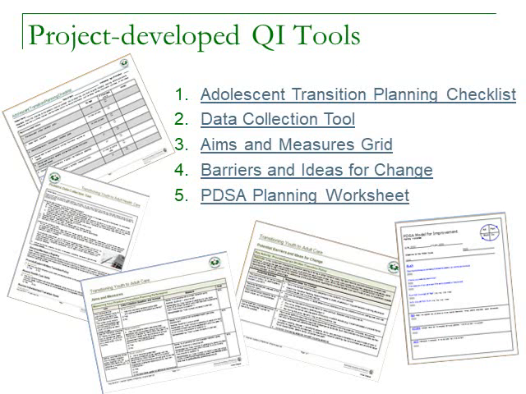This course provided several project-developed quality improvement tools, including 1. The Adolescent Transition Planning Checklist, 2. The Transition Data Collection Tool, 3. The Aims and Measures Grid, 4. The Barriers and Ideas for Change Grid, and 5. The PDSA Planning Worksheet. They are available under the Tools tab for future reference.